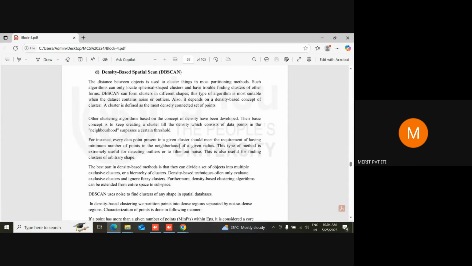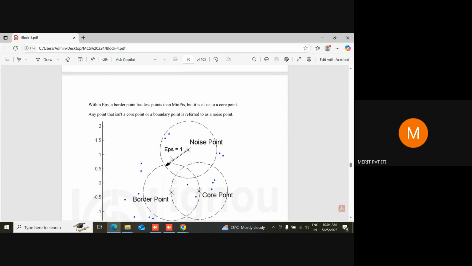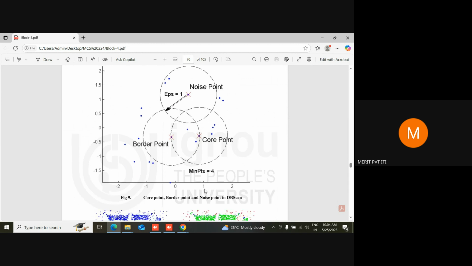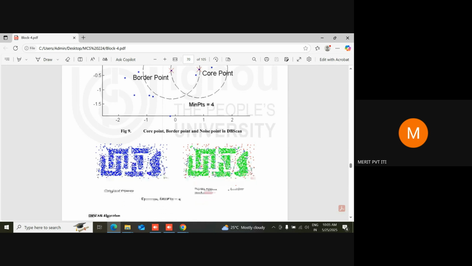Density, the DBSCAN. This is noise point, core points, border points. This is again original points, points type: core, border, noise. These are noise. This is all. The red ones are noise.